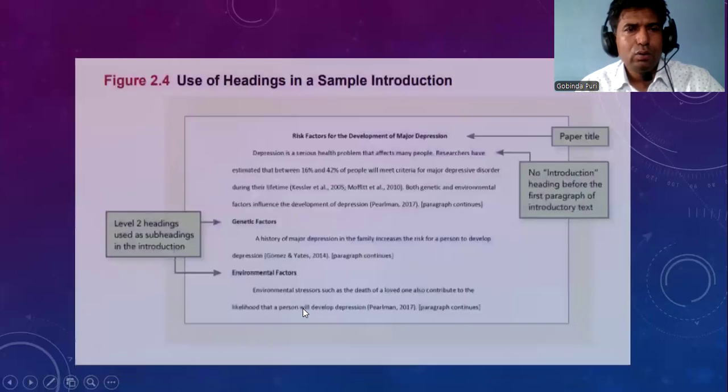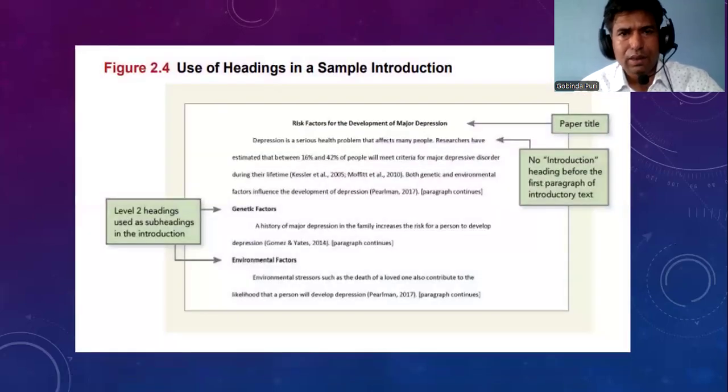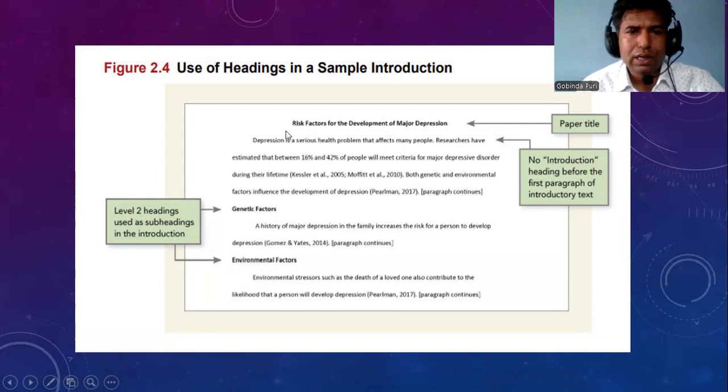Likewise, using headings in a sample introduction, you can see this is the paper title, and then we do not normally write the word Introduction after this. In the previous style we used to write Introduction, but here we only write the text, we start the introduction paragraph. Level 2 heading goes like this way. Example is given over here. Again, level 2 heading. These both are level 2 headings, you can see over here.